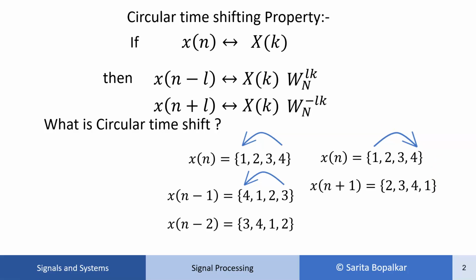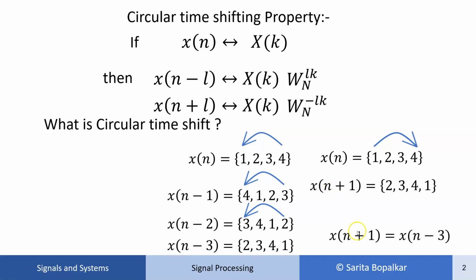But if you check advancing and delay, suppose I add one more delay to this one, x of n minus 2. Again I add one more delay. That means this 2 I will shift by 1 unit. So I will get x of n minus 3, which is 2, 3, 4, 1. And if we check, this x of n minus 3 and x of n plus 1 are the same. So the advancing operation is always related to the delay operation.